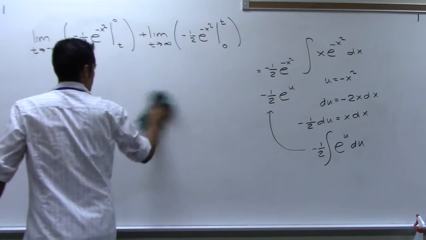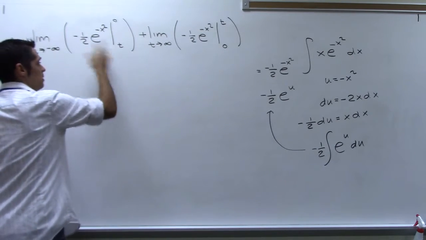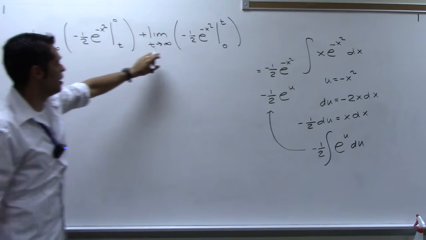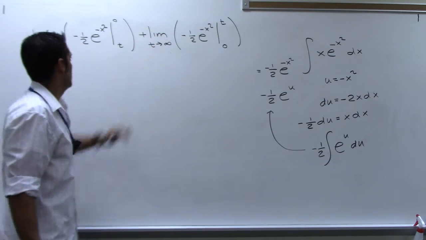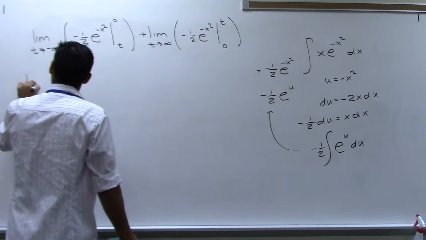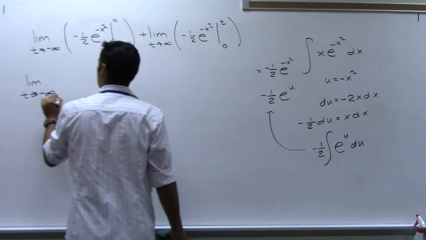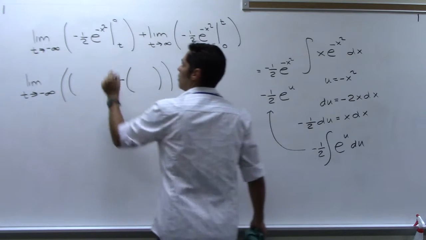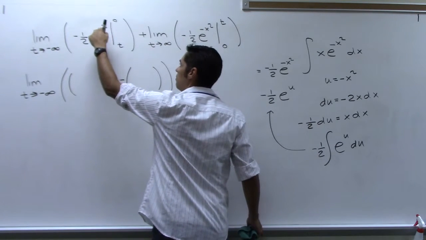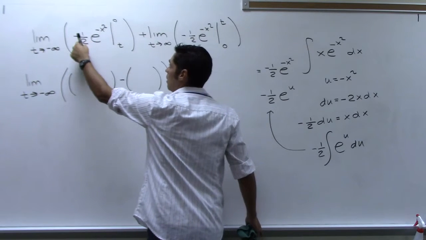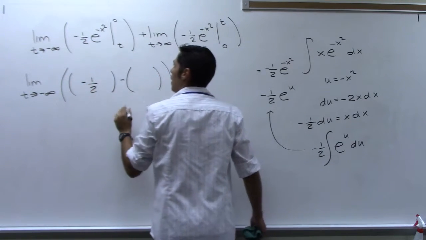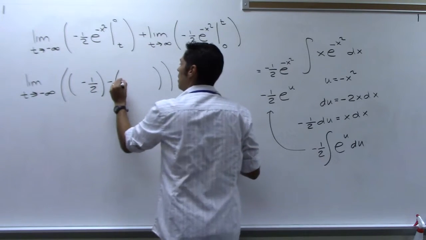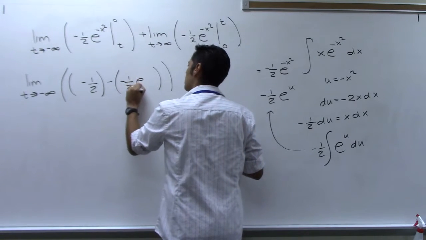Now, each one of these requires that I plug in 0, then t, and subtract, and then plug in t, and plug in 0, and subtract, and then take my limits. Notice the limits are going two different places, though. Negative infinity here, positive infinity here. So let's see if that changes anything. Limit as t goes to negative infinity, and I'm going to have two things in there. So first let's plug in 0. 0 squared is 0, -0 is still 0, e to the 0 is 1. -1/2 times 1 is -1/2. And then we plug in t, and get -1/2 e to the negative t squared.